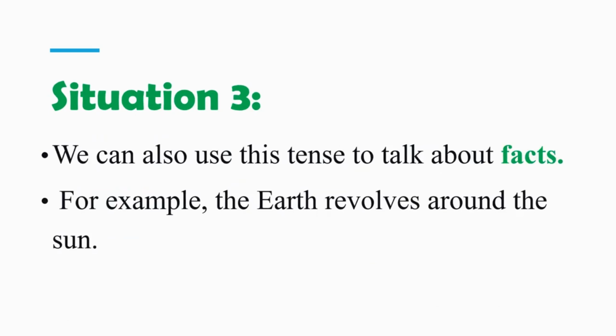We can use the present simple tense to talk about facts. For example, the earth revolves around the sun. This is a fact. It's a scientific truth. We can also say the sun sets in the west. Again, we all know that it is a fact, and we can use present simple tense for that.